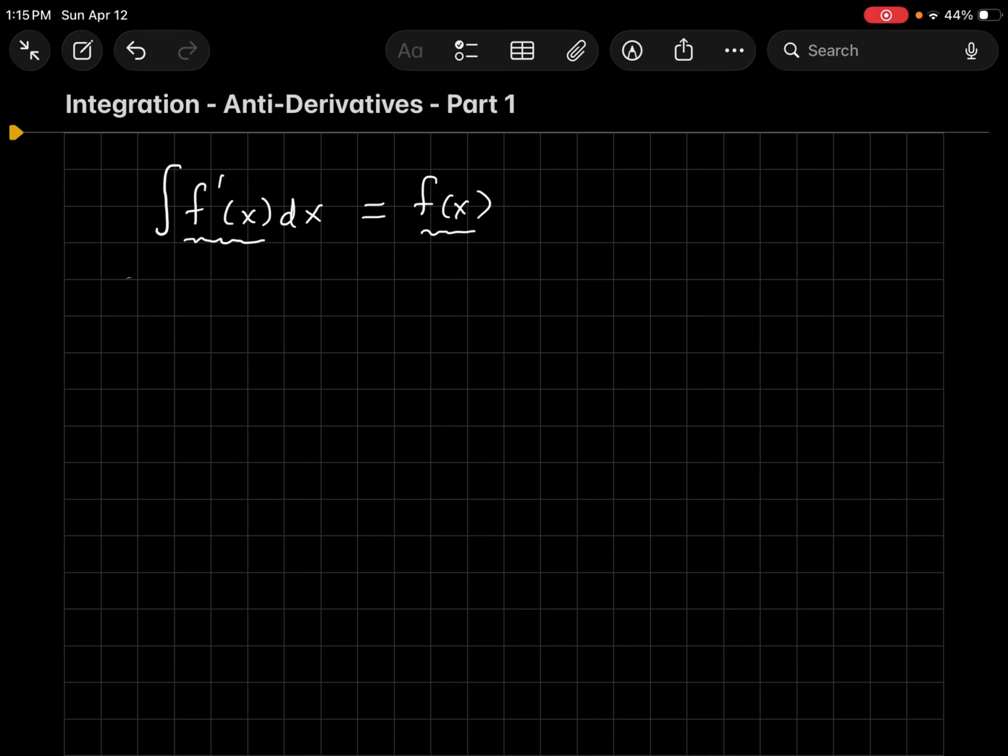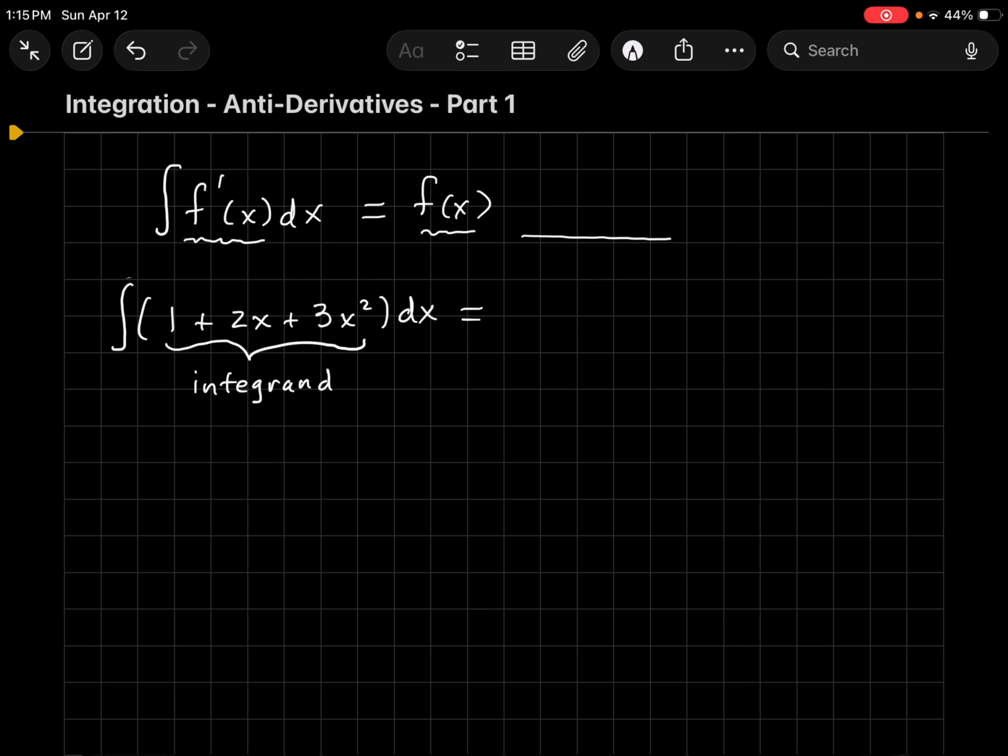Now, I've left something off over here on purpose. I'm going to come back to this in just a bit. Let's start by doing an example, though. What is the integral of 1 plus 2x plus 3x squared dx? That is, what function did we come from to end up with this derivative here, which we will call the integrand?